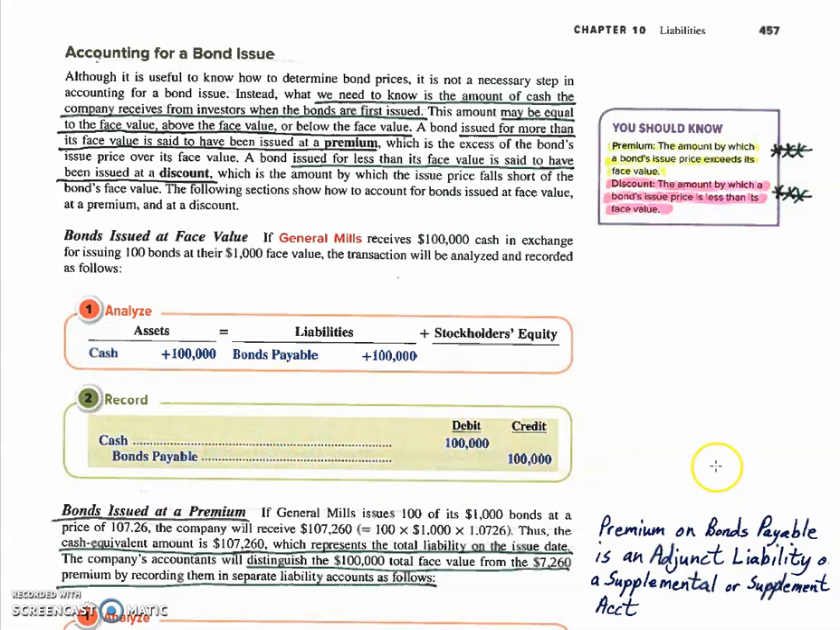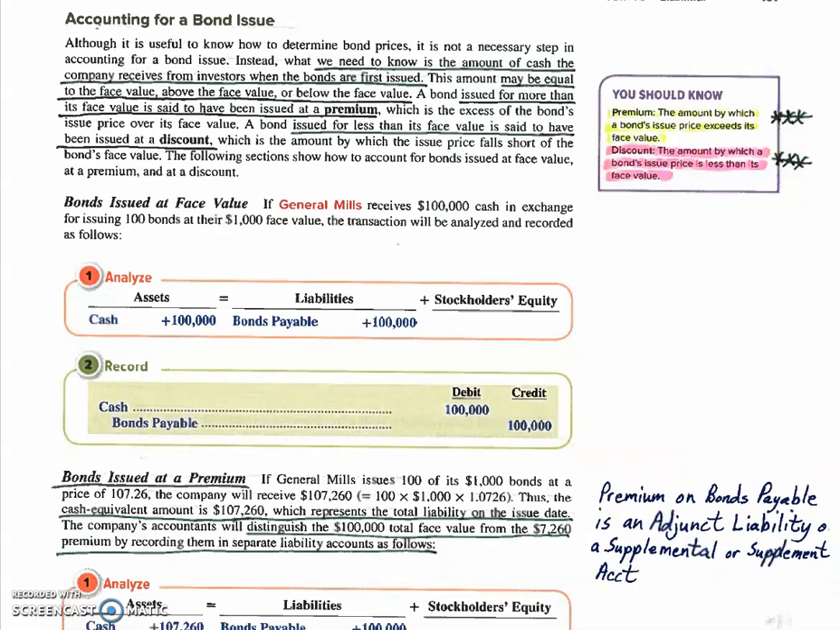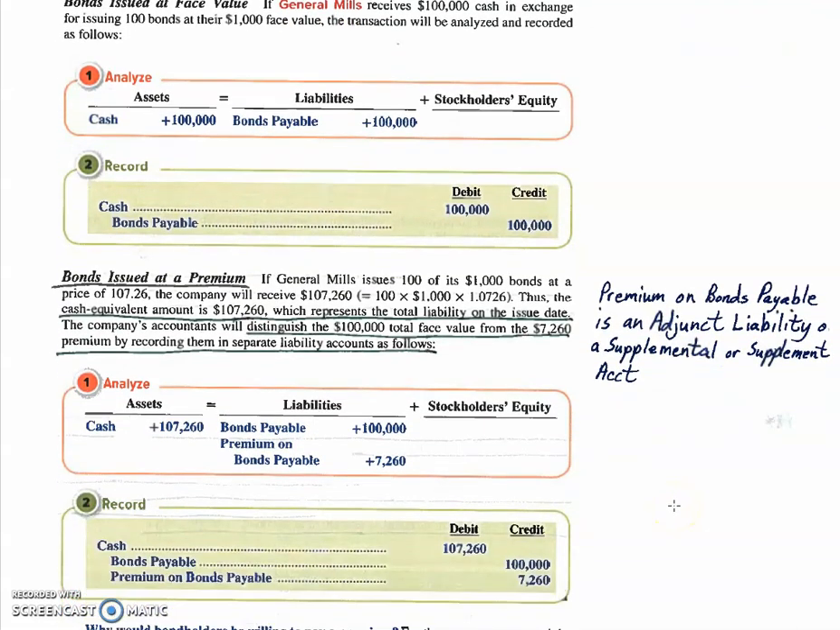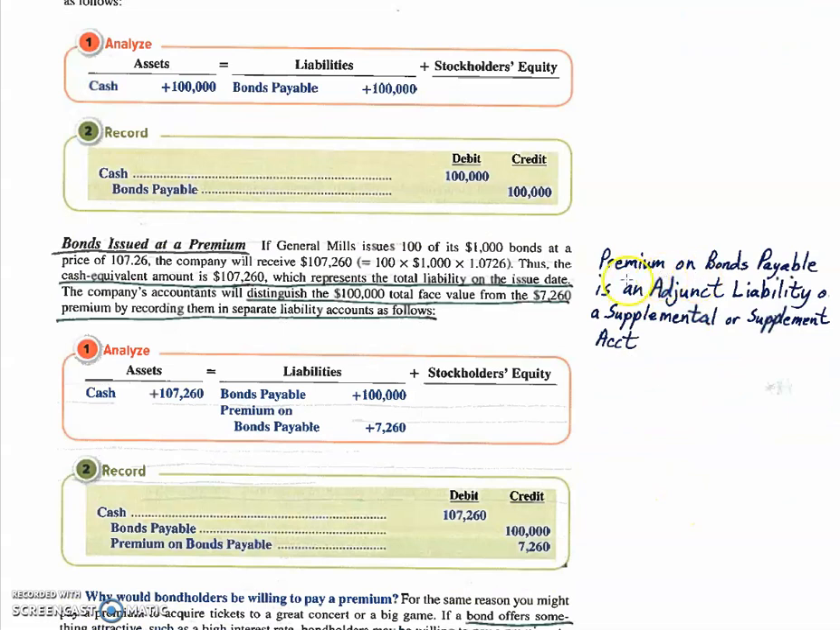Now, if bonds are issued at a premium, you'll notice I've written it in here for you so you'll understand. The premium on bonds payable is going to come into play. Now, premium on bonds payable is what's called an adjunct account. It's an adjunct liability account in this case because it's associated with bonds payable, which is a liability. So it's an adjunct account, an adjunct liability, a supplemental liability, or a supplement liability. So referred to under all of those names.